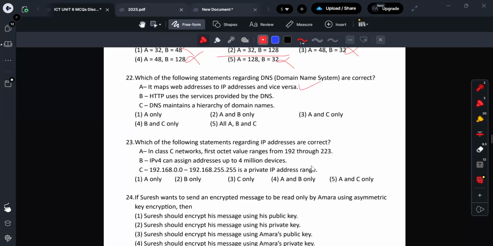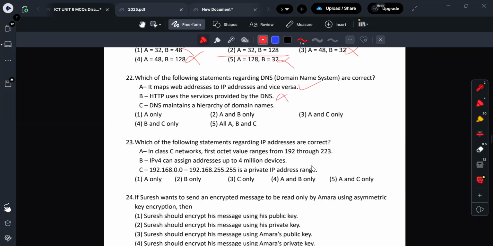HTTP uses the service provided by the DNS. That is wrong. While the browser uses DNS to find the server's IP address before establishing an HTTP connection, right? So the browser uses DNS to find the server's IP address. But HTTP is an application layer protocol for data transfer, and it does not use DNS services. Clear, no?